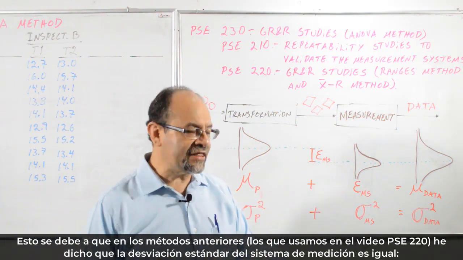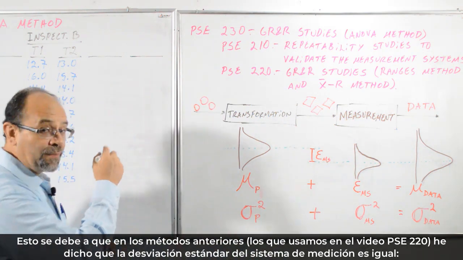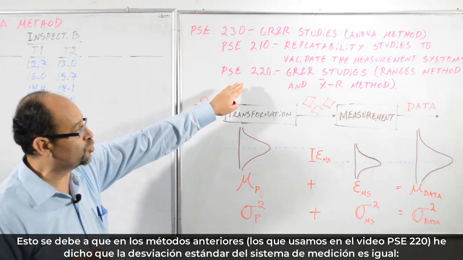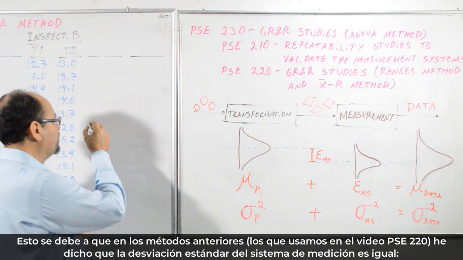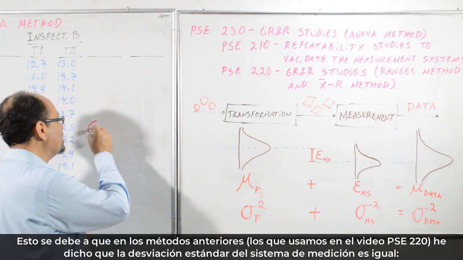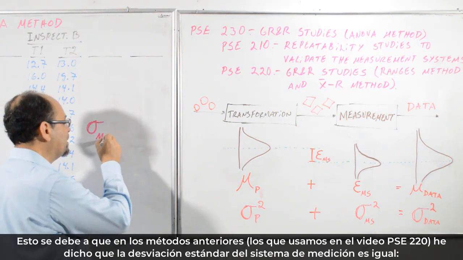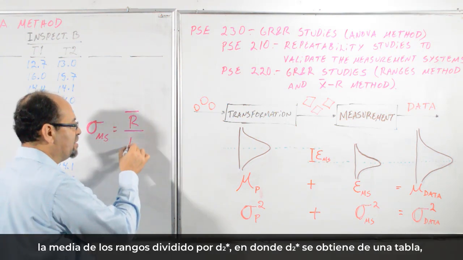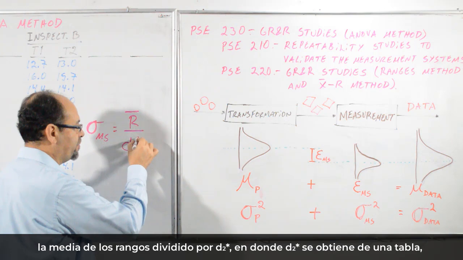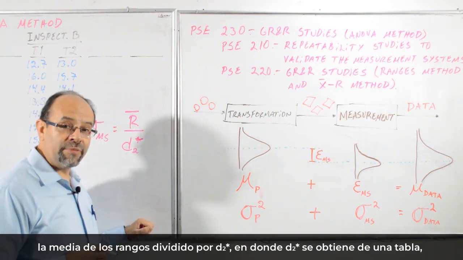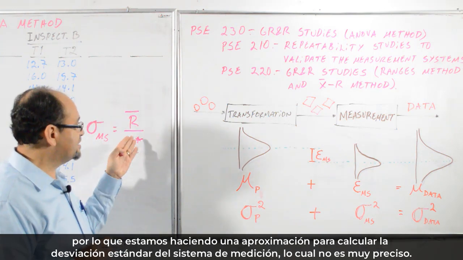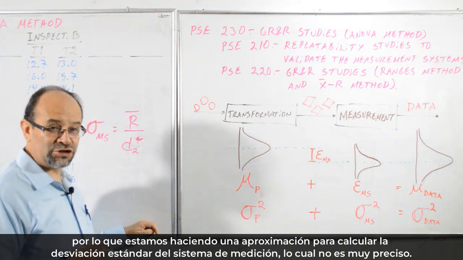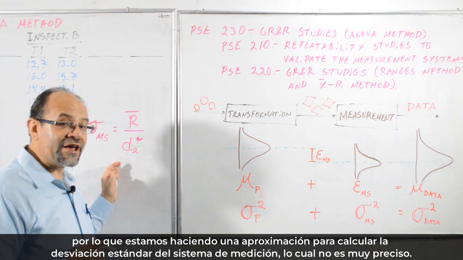The reason is that in the previous methods, the other methods that I used in PSE 2020, I said that the standard deviation of the measurement system is equal to the mean of the ranges divided by D2 star. And D2 star comes from a table. So this is an approximation to calculate the standard deviation of the measurement system, but it is not very accurate.